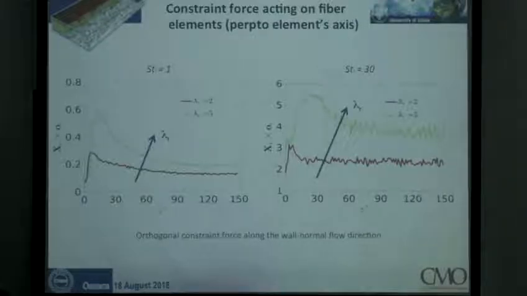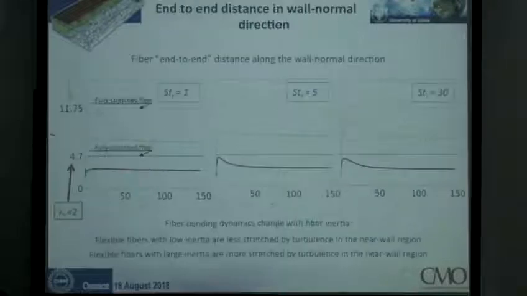Okay, and yes, there is an asymptotic value in the central region of the channel, where the turbulence is closer to being homogeneous and isotropic.